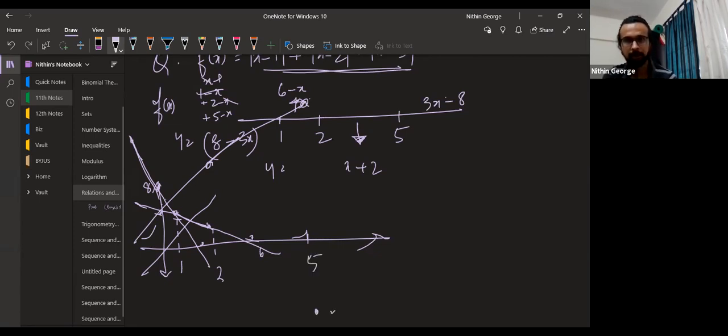But yeah, I'm putting it from 5. When I put x equal to 5, what happens? I get 15 minus 8, which is 7, which will be somewhere here only. You'll get something going up like this. You'll get a weird shaped graph here. 1, 2, 3, and then 4.